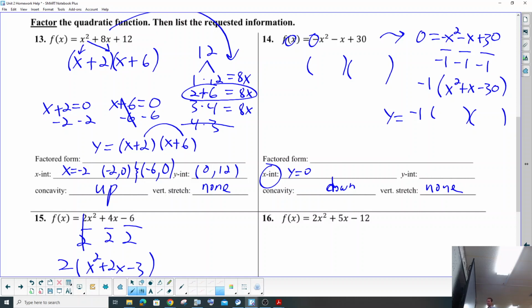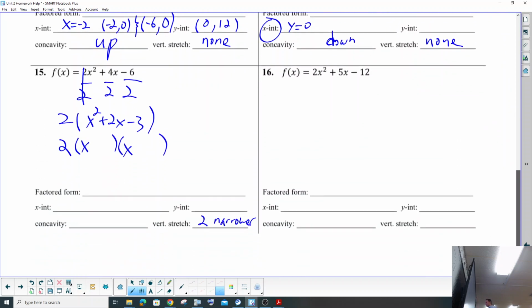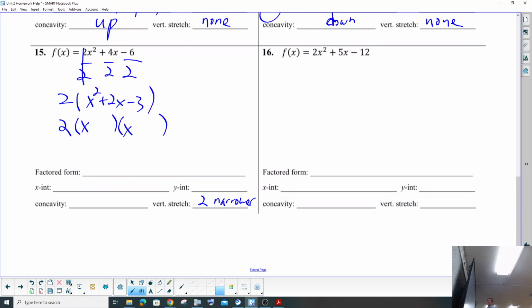That'll help you factor in factored form and get the x-intercepts. And then the y-intercept, way-oh! Okay, so keep on working through those, good. Number 15, keep working through that. Did you figure it out?